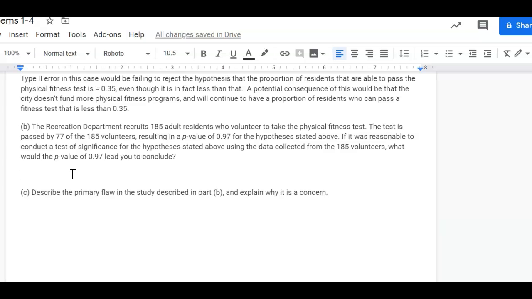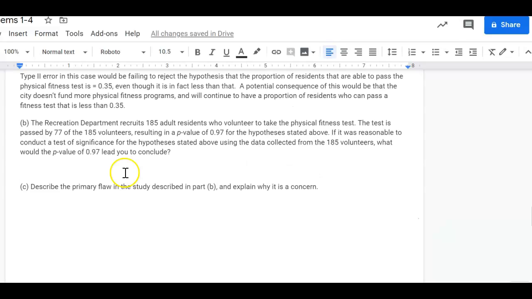Well, if the p-value is less than alpha, you reject the null hypothesis. If it's not, then you don't. Is 0.97 less than 0.05? No. So we won't reject the null hypothesis. So all we have to do is write that.